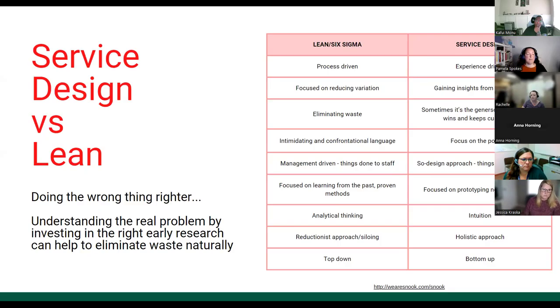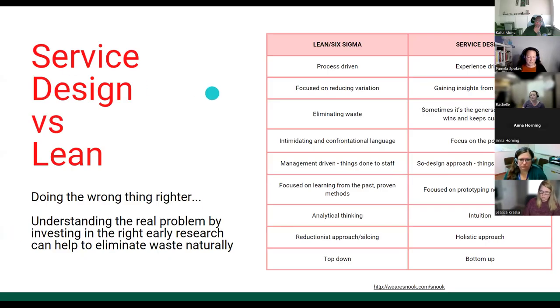A byproduct of service design is eliminating waste, because I'm not going to do something that doesn't add to the customer experience. I'm not going to do something that doesn't increase the satisfaction of the user. And so anything that doesn't contribute to that, I no longer need to do.